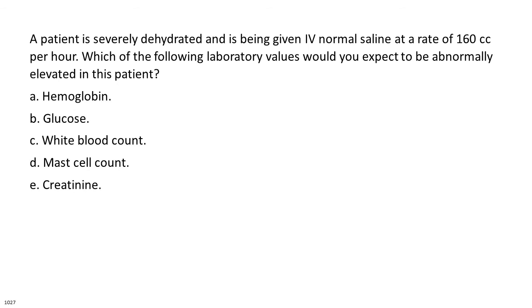Computer tomography, CT, scan is also helpful but not priority. A patient is severely dehydrated and is being given IV normal saline at a rate of 160 cc per hour. Which of the following laboratory values would you expect to be abnormally elevated in this patient? A. Hemoglobin. B. Glucose. C. White blood count. D. Mast cell count. E. Creatinine.